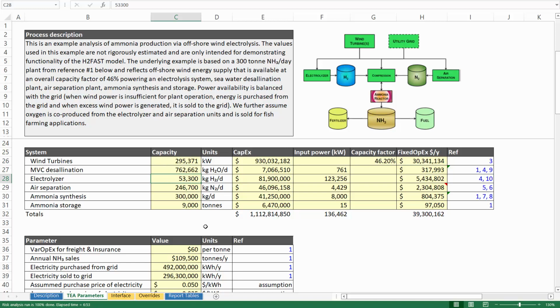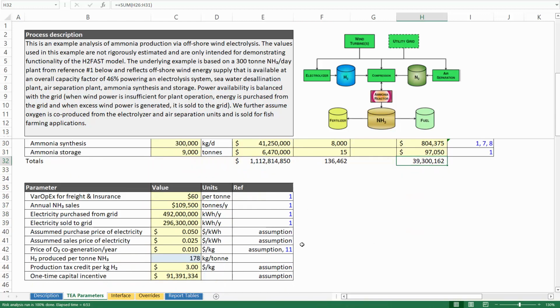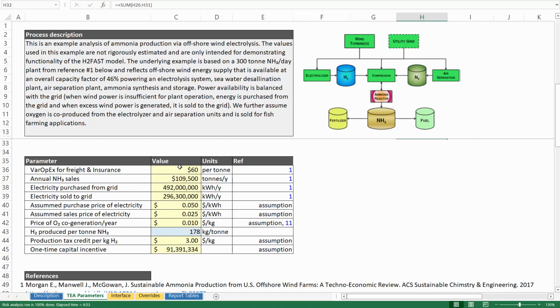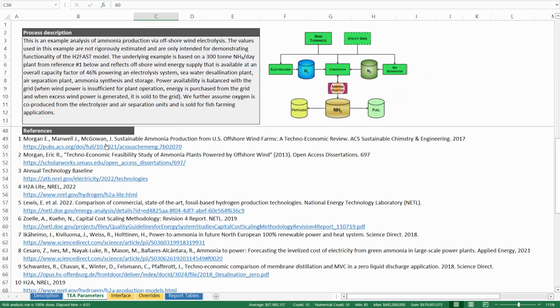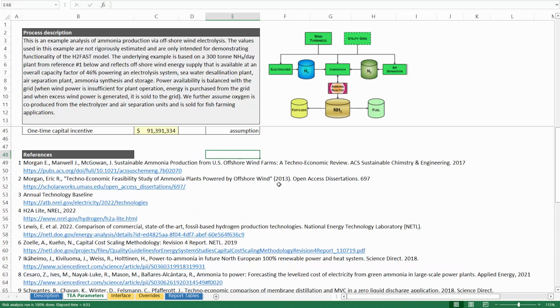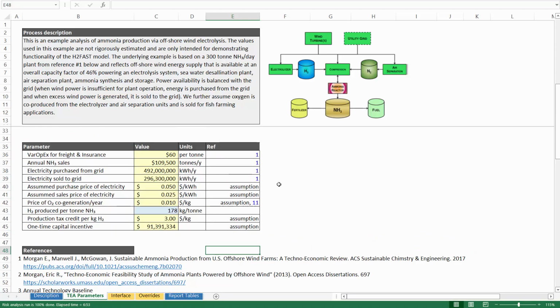Electrolyzer is 120 megawatts, and then the remainder of the electrical draw for this example is fairly minor. This is our total fixed Opex, and then you have other parameters that you can review at your own leisure. In case anybody's interested, I've kept track of the references that we use to inform the capital numbers and the other techno-economic parameters for this case.